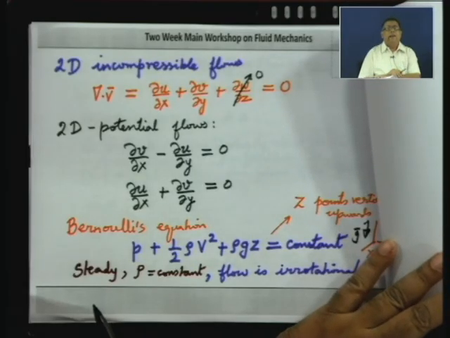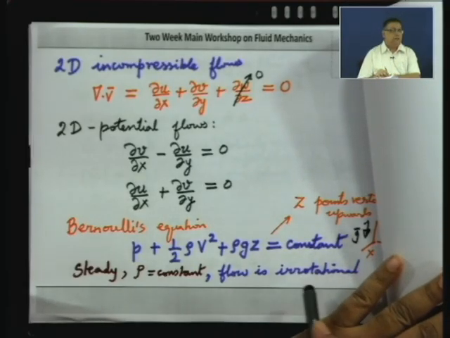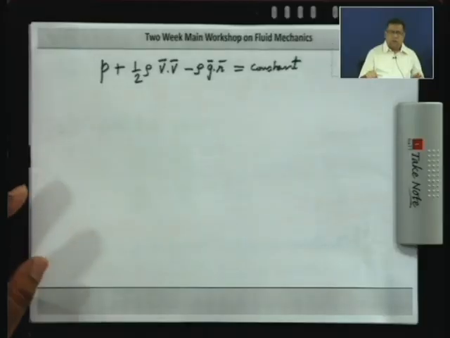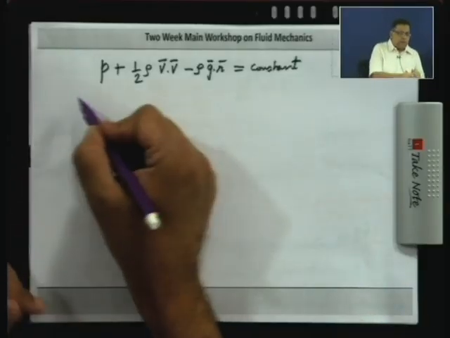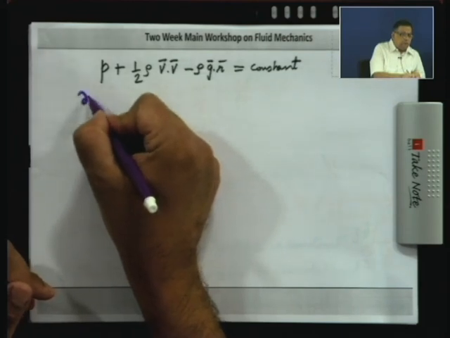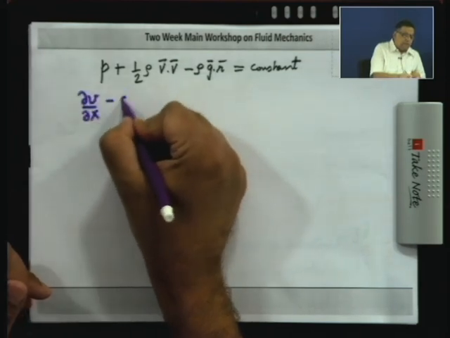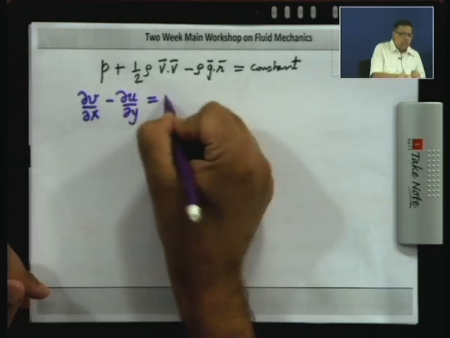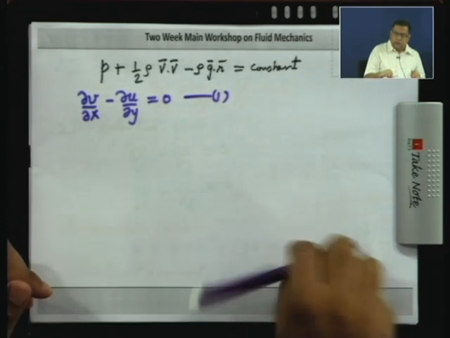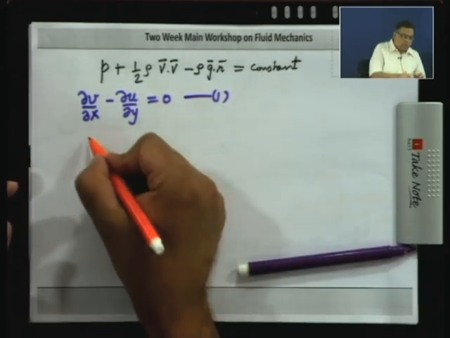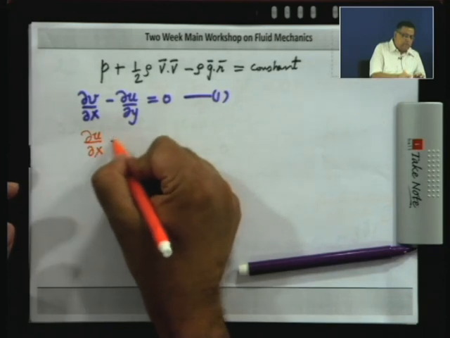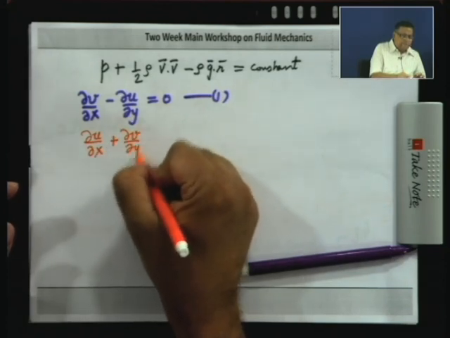So, first I will show you how to solve these equations, and then I will discuss the conditions under which the flow can be irrotational. So, you will see the utility of studying 2D potential flows in real life. So, let us go back and look at the two conditions which we have. The first one we wrote as del v del x minus del u del y equal to 0. So, we will call this equation number 1, and the second equation is del u del x plus del v del y equal to 0.